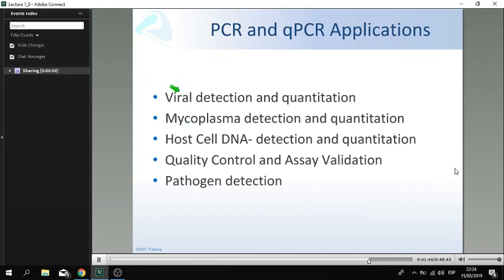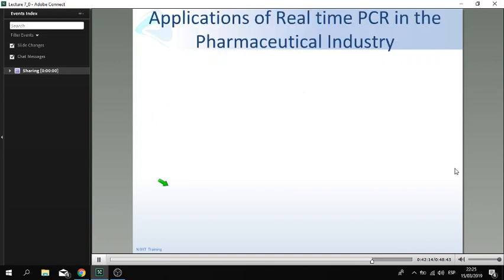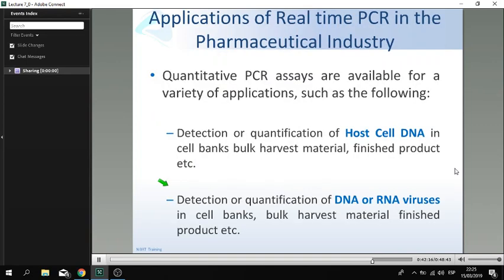In biopharma, mostly we use it for viral detection and quantitation. Viruses are really small, so it's hard to detect and quantify them. So you want to use PCR to do that. For mycoplasma detection and quantitation, again, mycoplasma is a really small bacteria that doesn't have a cell wall, so it's hard to quantify and detect. For whole cell DNA detection and quantification, because we don't want whole cell DNA in our samples. It can be used for pathogen detection as well, not so much in biopharma.